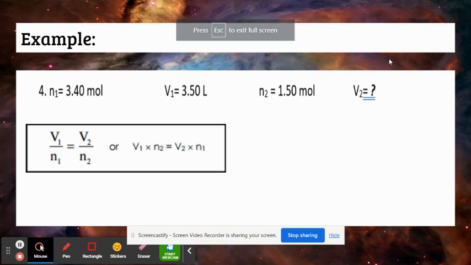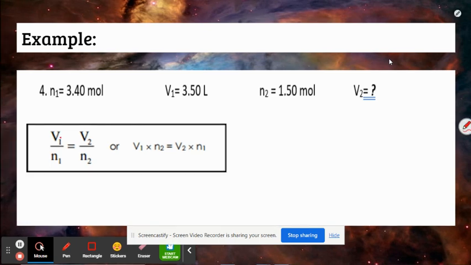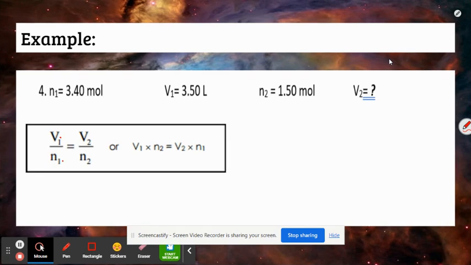All right, so here's an example problem for Avogadro's law. There's our ratio of the initial volume of a gas divided by the initial moles of the gas is proportional to the final volume of the gas divided by the final number of moles of that gas. And this is number 4 from your practice. I'm going to use that as an example.